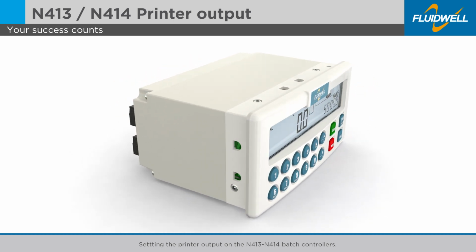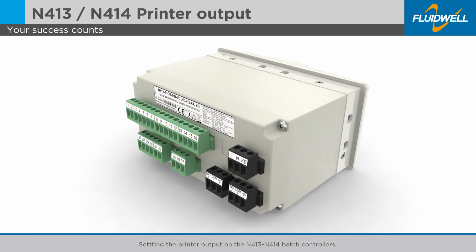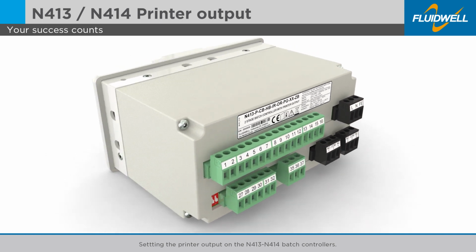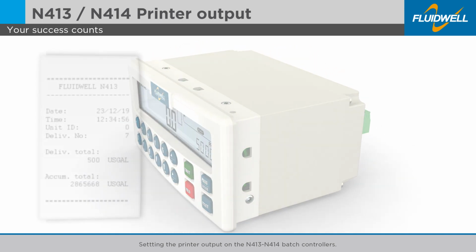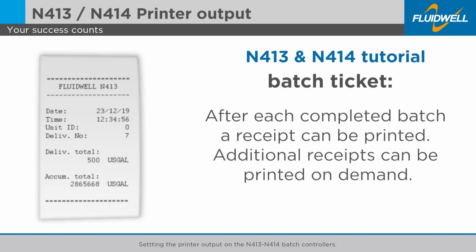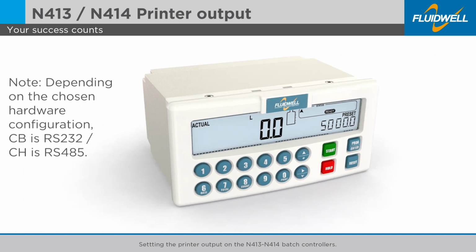In this tutorial, we will set the printer output of the N413 and N414 batch controllers. After each completed batch, a receipt can be printed. Additional receipts can be printed on demand. Let's take a look at how this works.